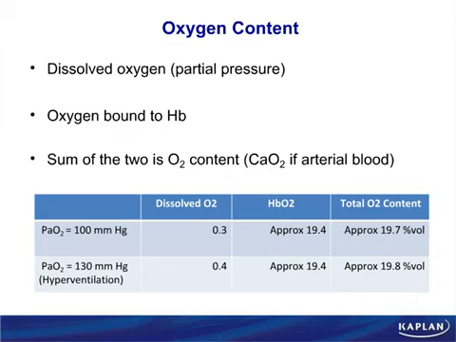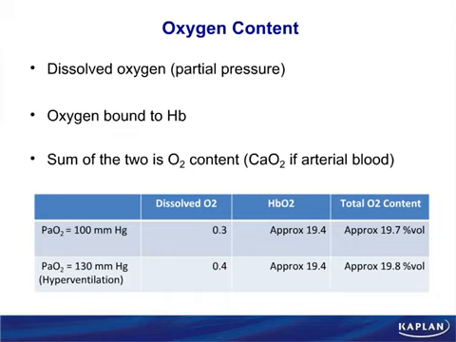The second way is bound to hemoglobin. So oxygen binds to hemoglobin. Oxygen content is the sum of the two. So it is dissolved plus what's bound to hemoglobin. And the abbreviation for this is capital C for content, and if it's arterial blood, it'll be a small a for arterial. If it's venous blood, then it will be a small v for venous blood. So CaO2 means oxygen content of arterial blood.